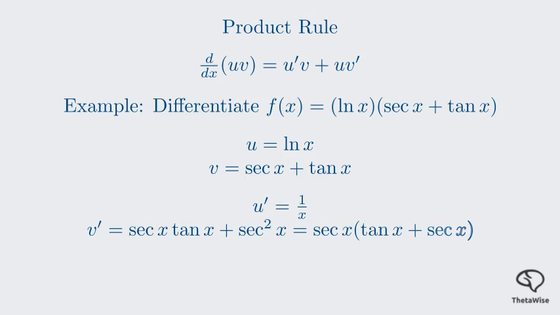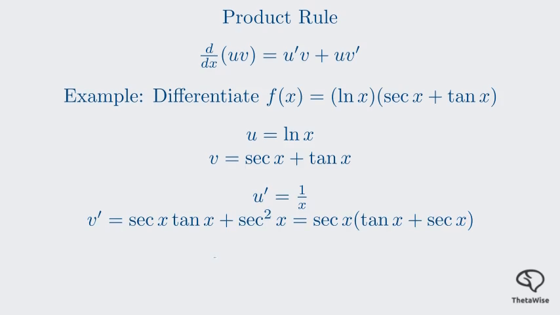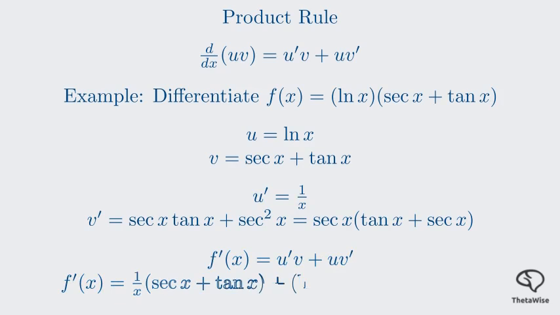We can factor out a secant x. Now we plug these pieces back into the product rule formula. So f prime of x is u prime times v plus u times v prime, which gives us 1 over x times secant x plus tan x, plus ln x times secant x times tan x plus x.